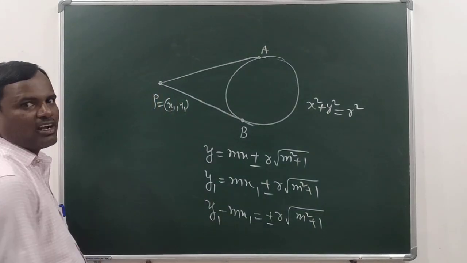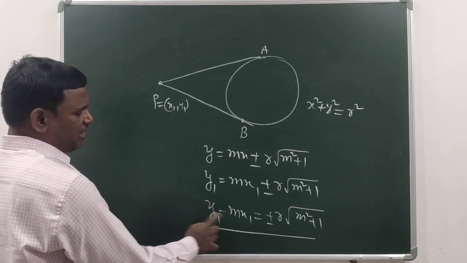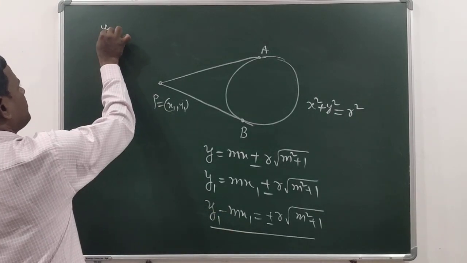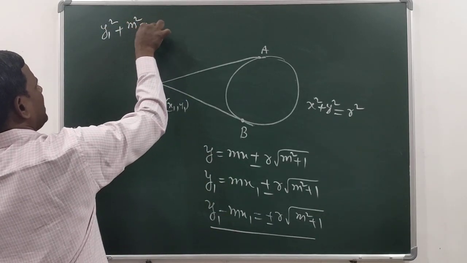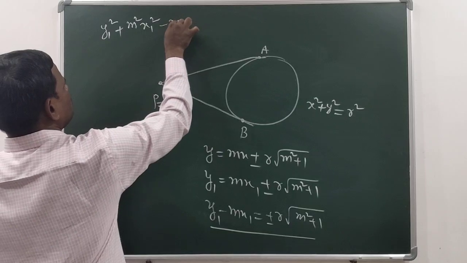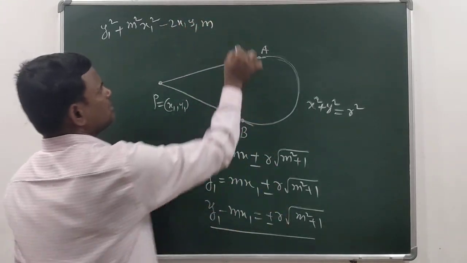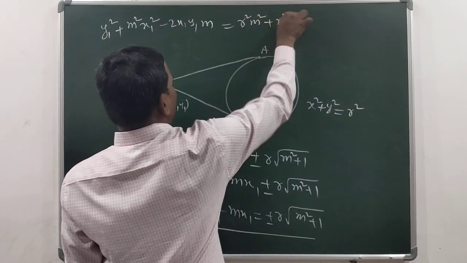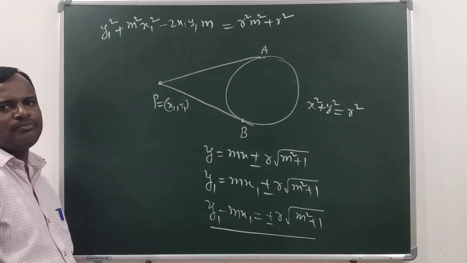Now let us take square on both sides for this. If you take square on both sides, the left side looks like a minus b whole square formula: y1 square plus m square x1 square minus 2 x1 y1 m, which is equal to r square m square plus r square. I hope you have understood.